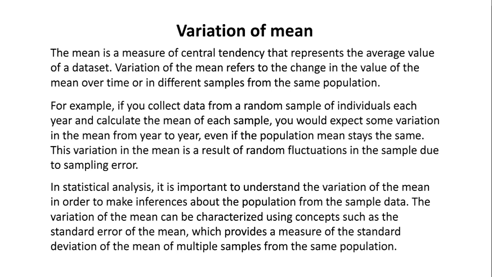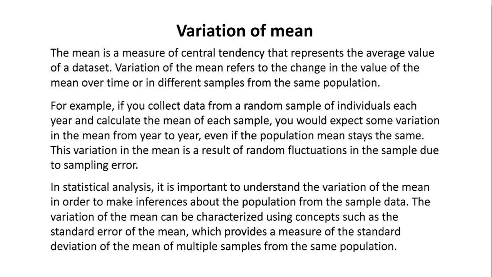from the same population. For example, if you collect data from a random sample of individuals each year and calculate the mean of each sample, you would expect some variation in the mean from year to year, even if the population mean stays the same. This variation in the mean is a result of random fluctuations in the sample due to sampling error. In statistical analysis, it is important to understand the variation of the mean in order to make inferences about the population from the sample data.